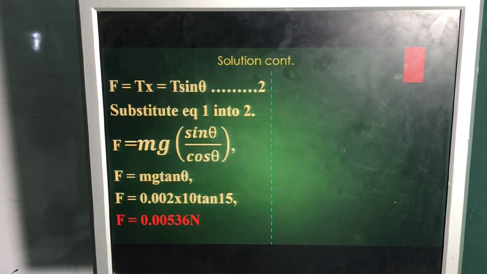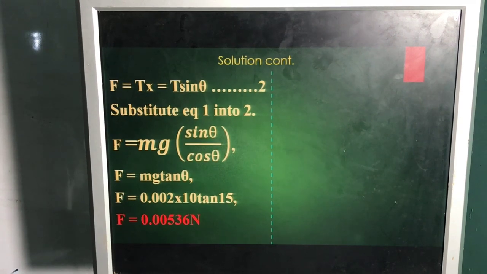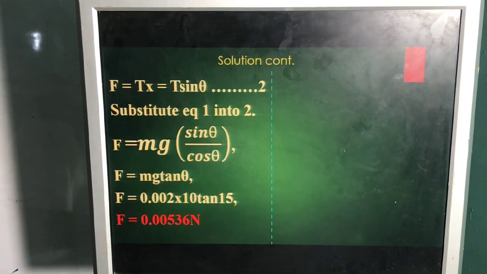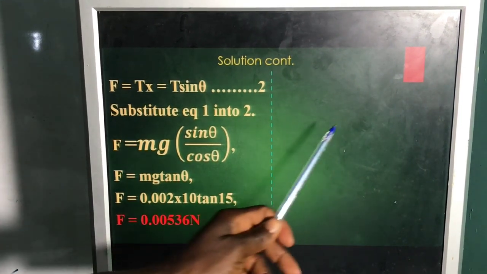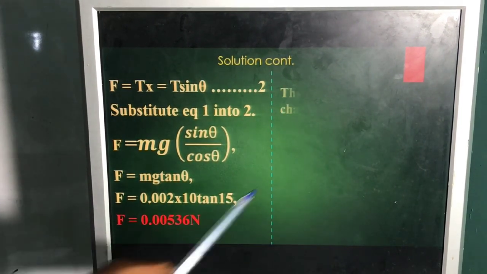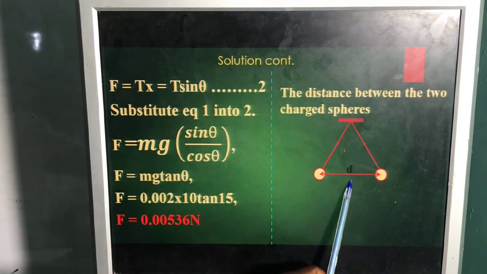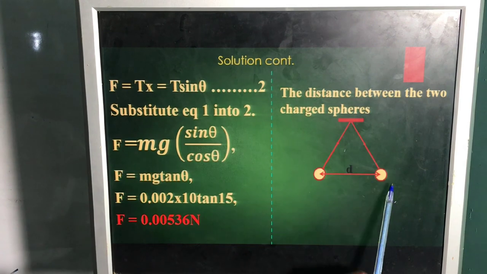Remember, we are going to use Coulomb's law, the electrostatic force. F is equal to K Q1 Q2 over D squared, where D is the distance between the charges. For that matter, we need to calculate the distance between the two charges. So we bring our diagram again. The distance between the two charges, let's call it D.